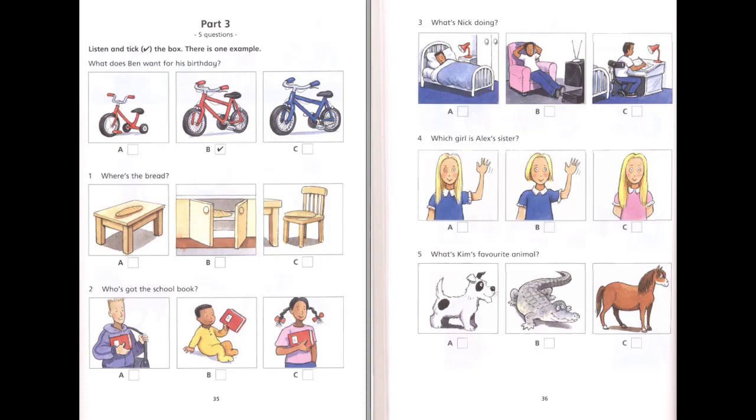This is an example. Ben wants a big red bike. Can you see the tick? Now you listen and tick the box.